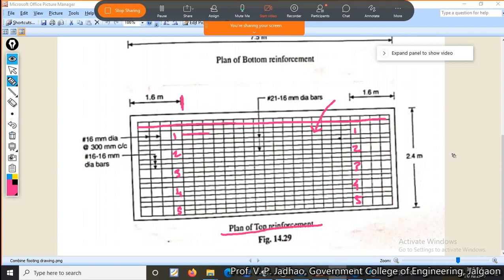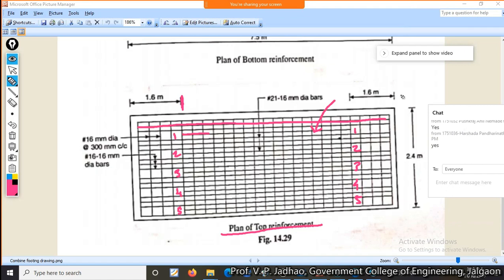Okay, any problem in this? This is for top reinforcement. Have you understood how this top reinforcement is provided? Understood.